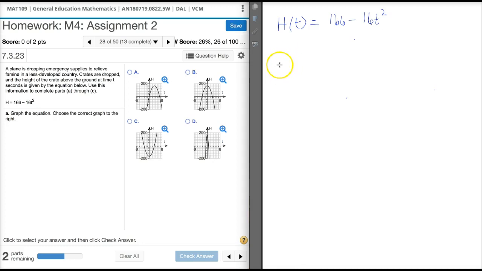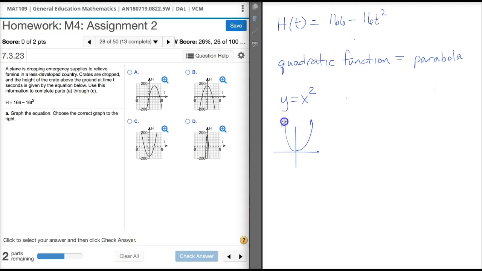quadratic functions, they are also called parabolas. So you have quadratic function equals parabola. So if you hear that phrase quadratic function or parabola, know that they're talking about the same thing. Your basic parabola, quadratic function, looks like this. Y equals x squared, and it just looks like a U.